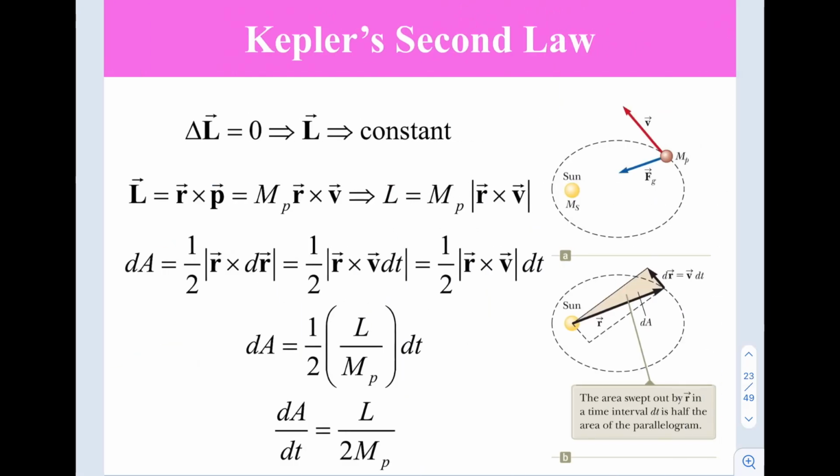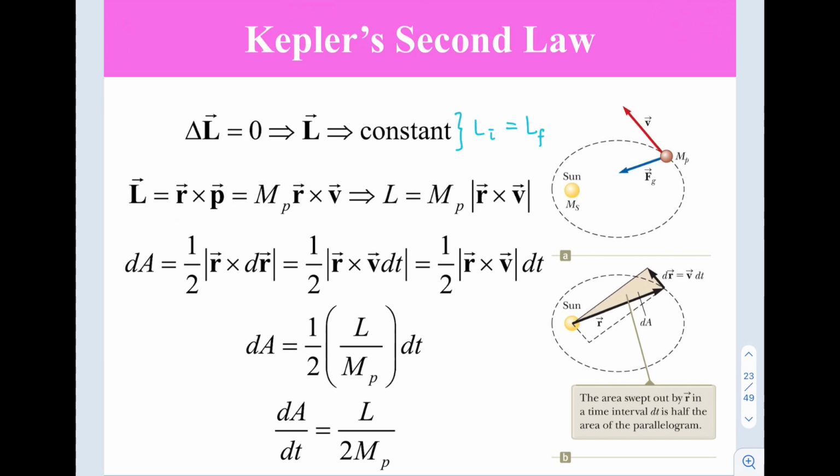Now, Kepler's second law. By applying Kepler's second law, we are going to consider conservation of angular momentum. As we know, angular momentum must be conserved, so the change in angular momentum must be equal to 0. It means that the angular momentum is a constant: L initial is equal to L final. That is the meaning of L being a constant value.